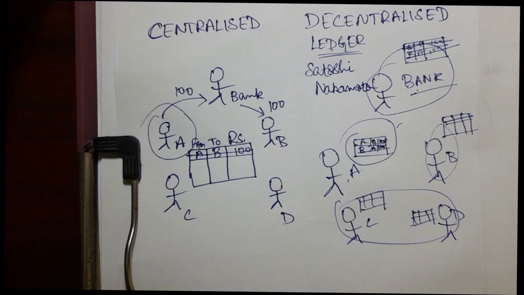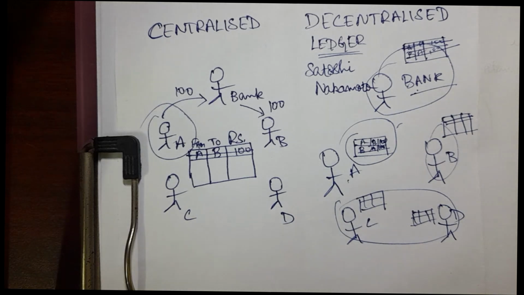So I think this concludes the basic differentiation between centralized and decentralized networks. I think I'll stop here.